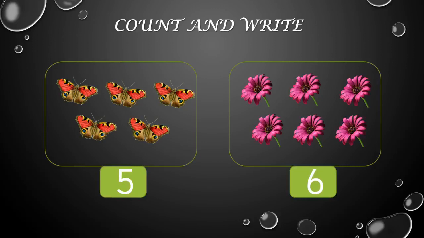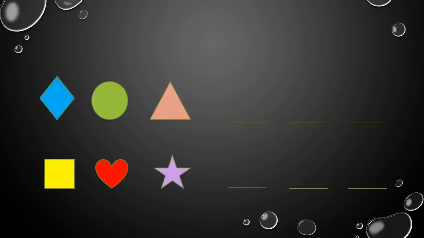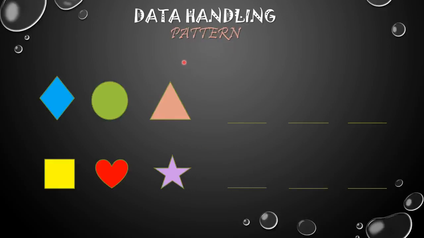Now we are going to do the next one. Here is your pattern. Pattern comes in the data handling. Okay. So here is a pattern. Let's see what is the first pattern here. Diamond, circle, triangle. So how are you going to complete this? Again, diamond, circle, triangle. Let's begin. First is diamond, circle, and then triangle. Well done.